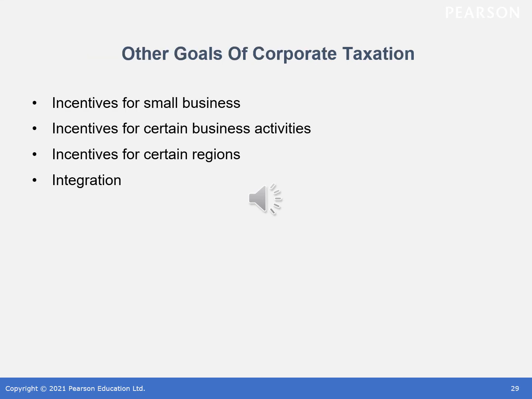Some of the goals to be aware of when discussing corporate taxation are that there are incentives for small businesses in order to encourage them to start up and operate. There are also incentives for certain business activities, such as scientific research, where they get additional incentives from the government. There's also incentives for certain regions, where certain locations across Canada are given incentive through investment tax credits or other programs. And lastly, there's a goal of integration, where regardless of where the income is earned, it's the same tax rate applied, no matter what the original source of the income is or who the ultimate recipient is of that said income.